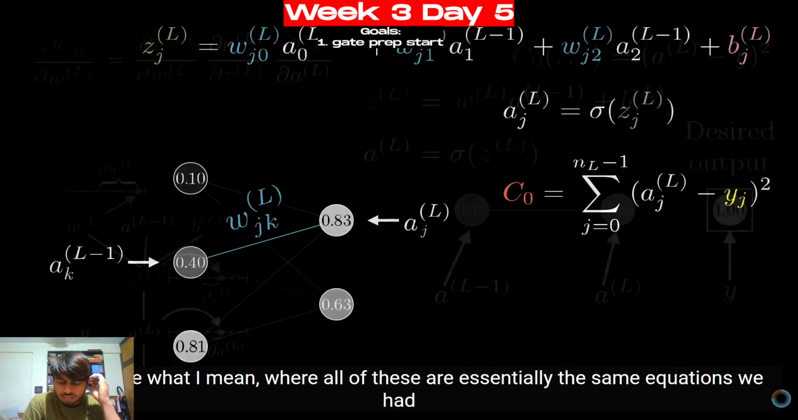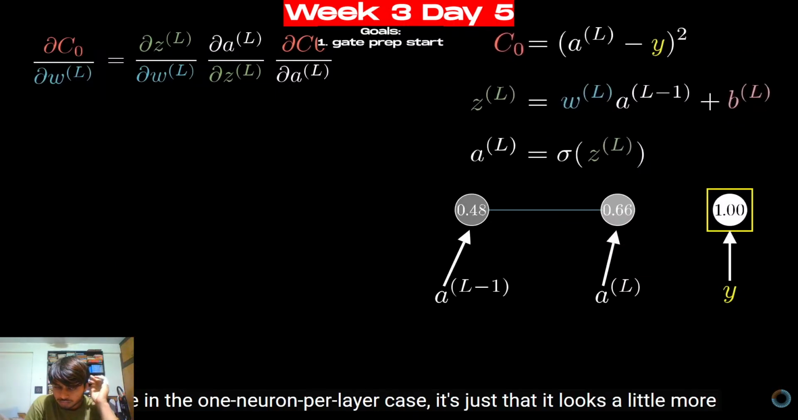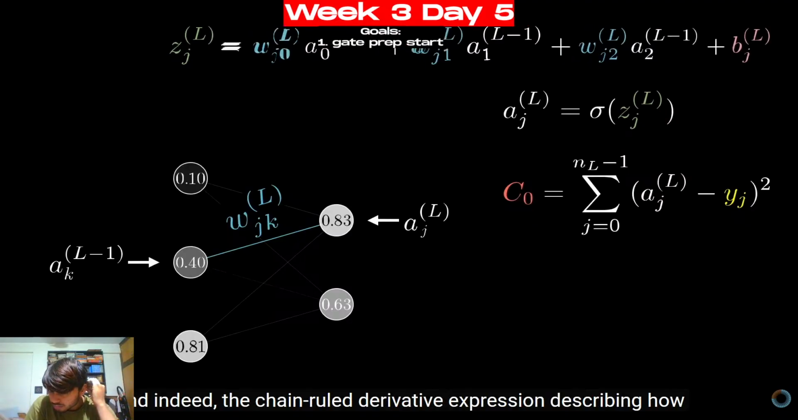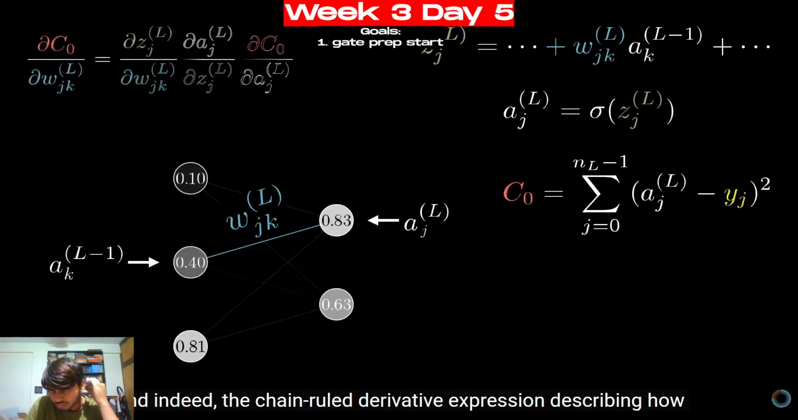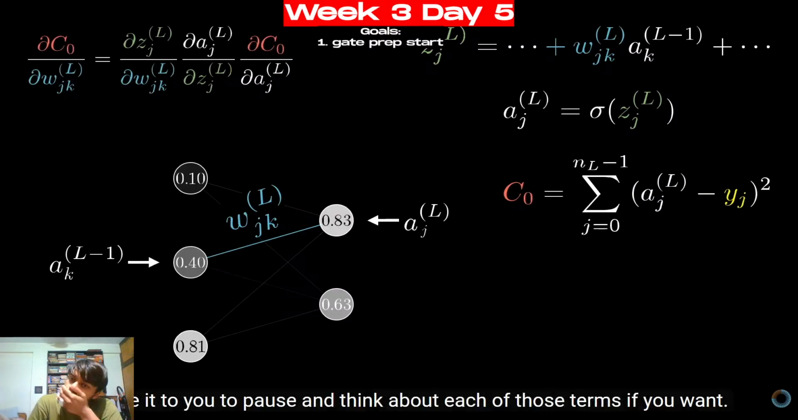You can kind of see what I mean, right? Where all of these are essentially the same equations that we had before in the one neuron per layer case, it's just that it looks a little more complicated. And indeed, the chain rule derivative expression describing how sensitive the cost is to a specific weight looks essentially the same. I'll leave it to you to pause and think about each of those terms if you want.